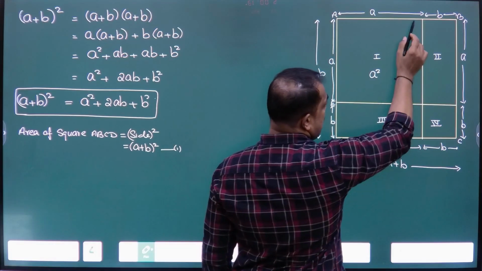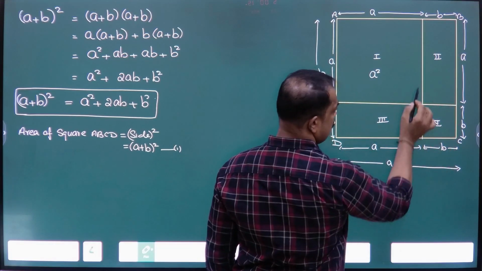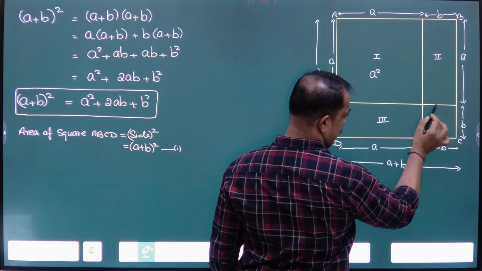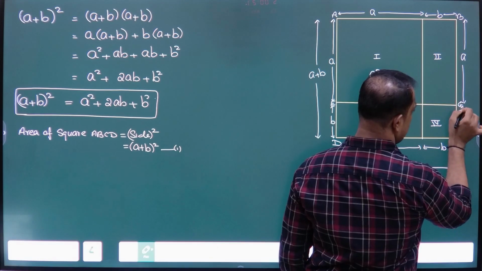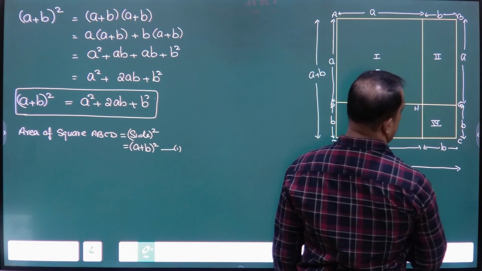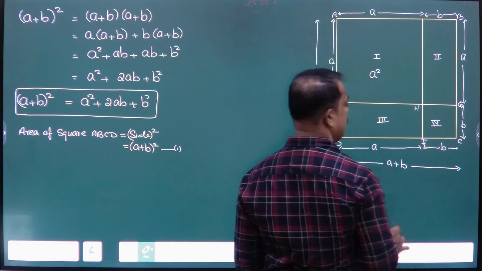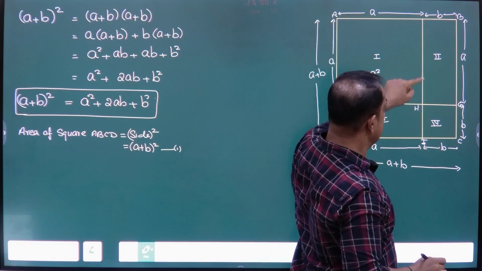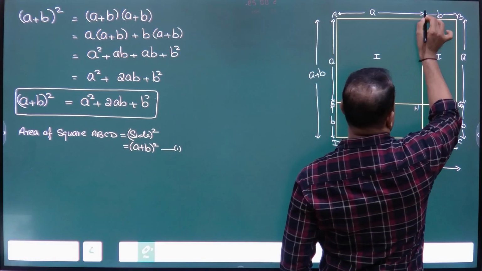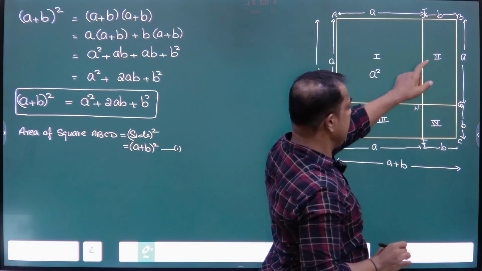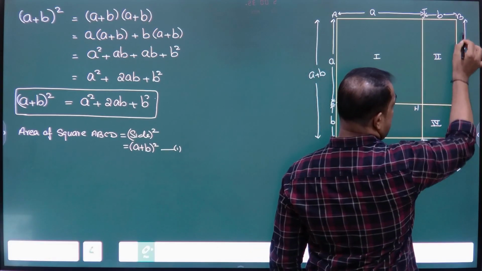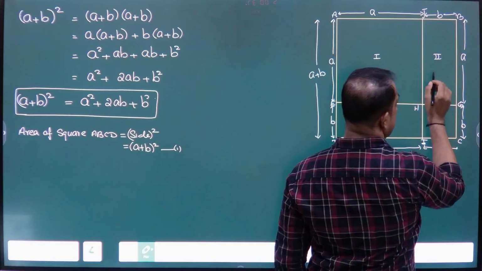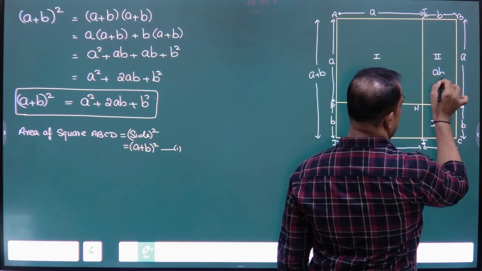What is the shape of figure 2? Rectangle. Figure 2 means it's a rectangle. Like this is the G H. Now, what is the figure shape? G. What is the area of figure 2? Length into breadth. What is the length? A. Breadth, B. A into B.